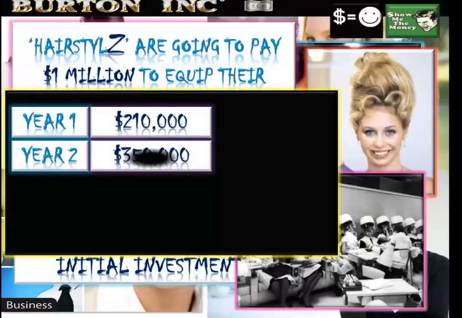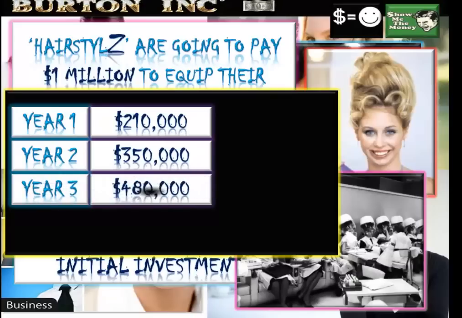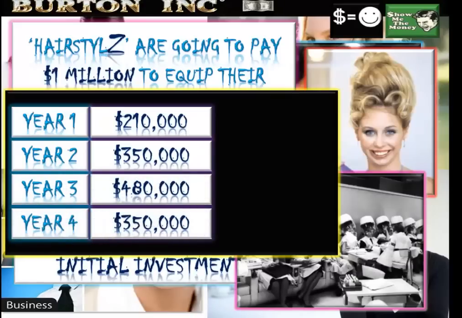Okay, year one, the hairstyling equipment is going to bring in net cash flows of 210. So this is cash flow with the operating costs taken out. Right. So net cash flows. Year 1, 210k. Year 2, 350. Year 3, 480. And year 4 is bringing in $350,000 in net cash.